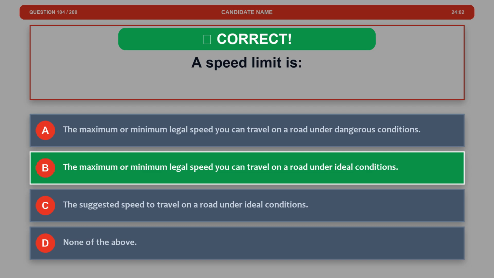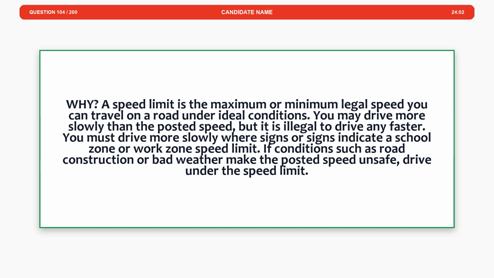The correct answer is option B, the maximum or minimum legal speed you can travel on a road under ideal conditions. Explanation. A speed limit is the maximum or minimum legal speed you can travel on a road under ideal conditions. You may drive more slowly than the posted speed, but it is illegal to drive any faster. You must drive more slowly where signs indicate a school zone or work zone speed limit. If conditions such as road construction or bad weather make the posted speed unsafe, drive under the speed limit.